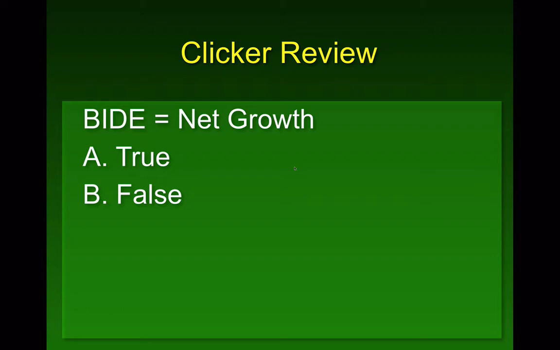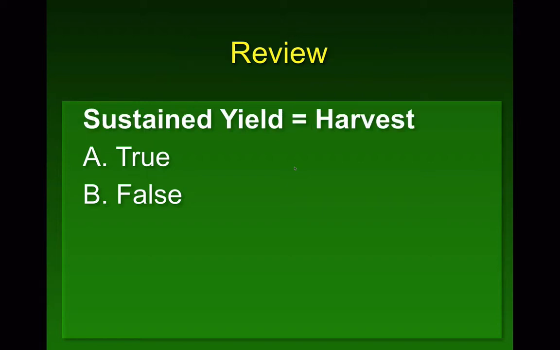Okay, is BIDE equal to net growth? In that case, it's true. Yes, BIDE is equal to net growth, and it's also equal to sustained yield. Sustained yield equals the harvest. Is that true? Yes. In this class, we'll use sustained yield and harvest interchangeably. We don't want that harvest to be any different than the sustained yield. If it's greater than sustained yield, that is exploitation. It's not harvest.